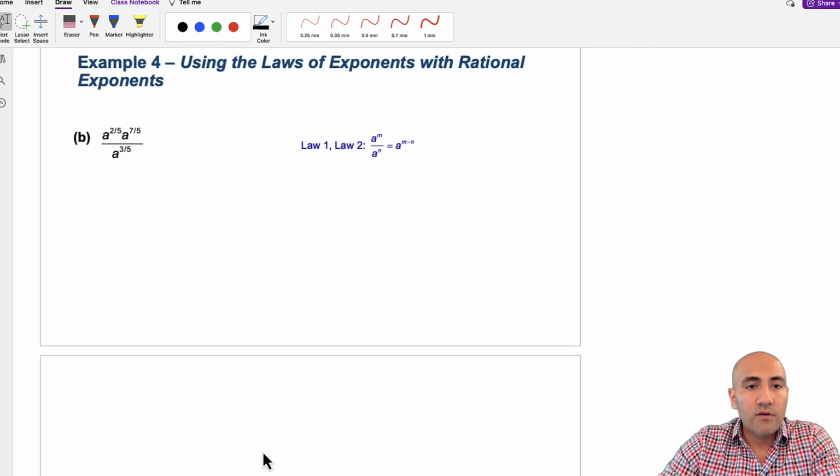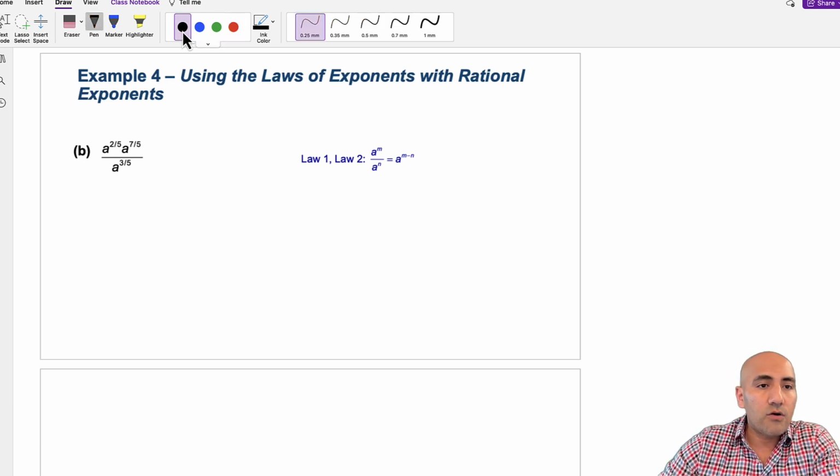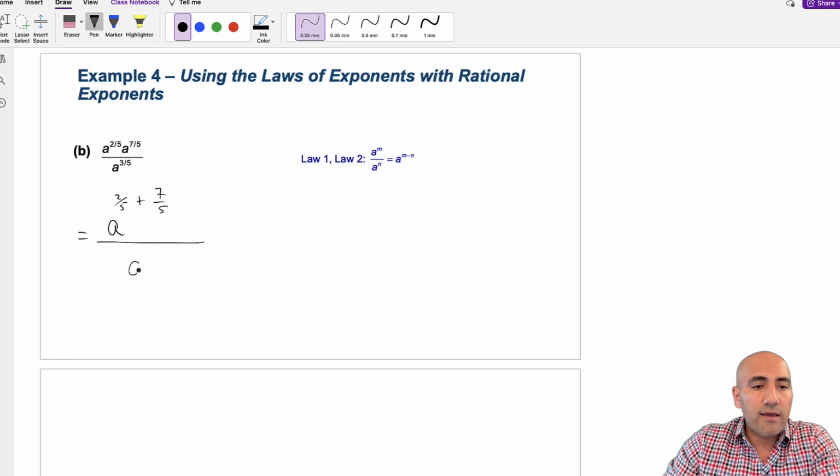Another example. A to the 2/5 power times a to the 7/5 power divided by a to the 3/5 power. Okay, so we know that when we multiply exponential numbers, we add the exponents. And when we divide exponential numbers, we subtract the exponents in this order. Hopefully that looks familiar. So what we have to do here is take a to the 2/5 power plus 7/5 divided by a to the 3/5 power.